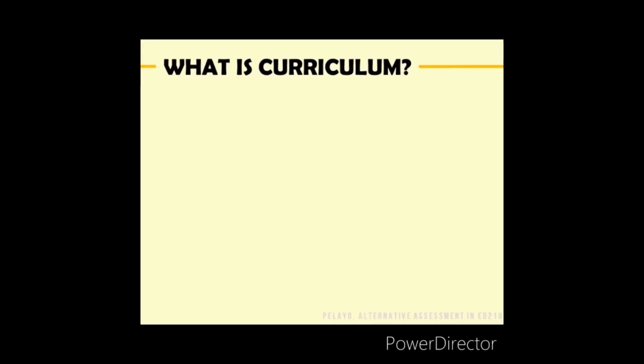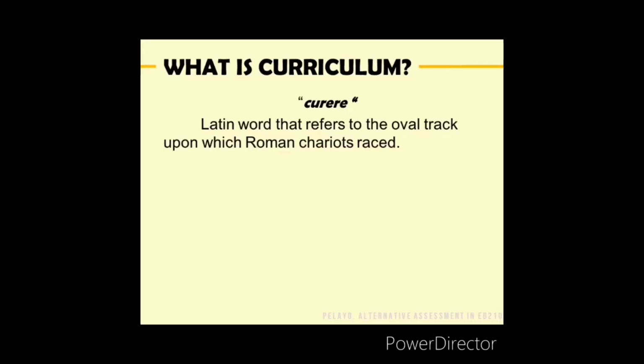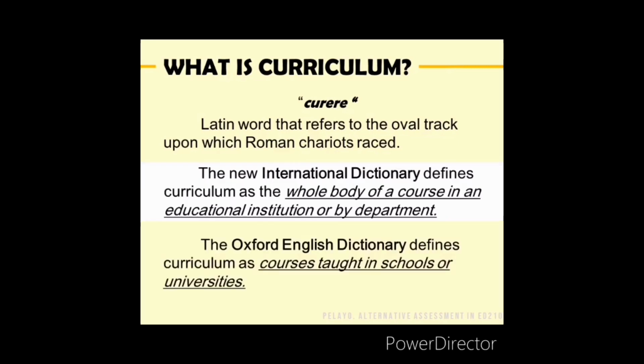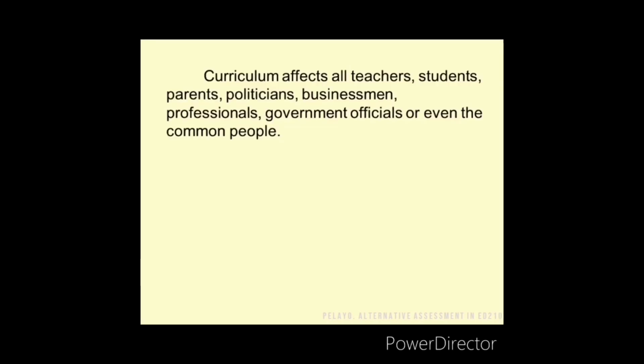What is curriculum? Curriculum came from the Latin word currere, which means the oval track upon which Roman chariots raced. As for the New International Dictionary, it is the whole body of a course in an educational institution or by department. For the Oxford English Dictionary, these are the courses taught in schools or universities, and it affects almost everybody.